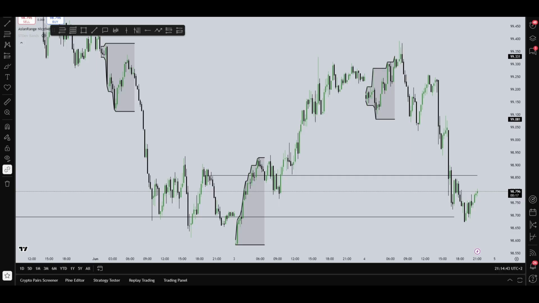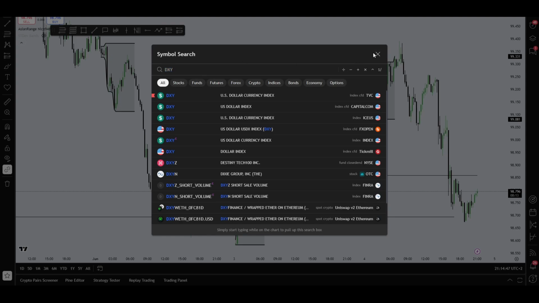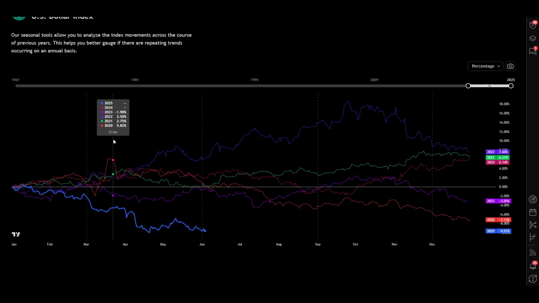No. No. Here? No. Yes, I think, is it security information? No. Metrics, seasonalities. Here you go. So here you can locate them, right? And this is actually pretty good.